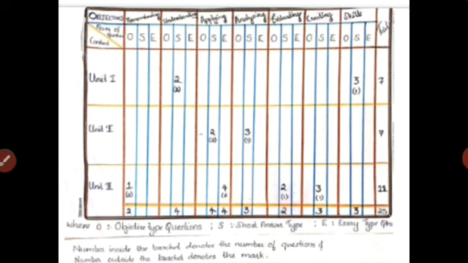Here we can see a number inside the bracket and a number outside the bracket. The number inside the bracket shows the number of questions, and the number outside the bracket shows the marks for each question. So in this column the total is 2 into 2, that is 4 marks, and that is written at the bottom.